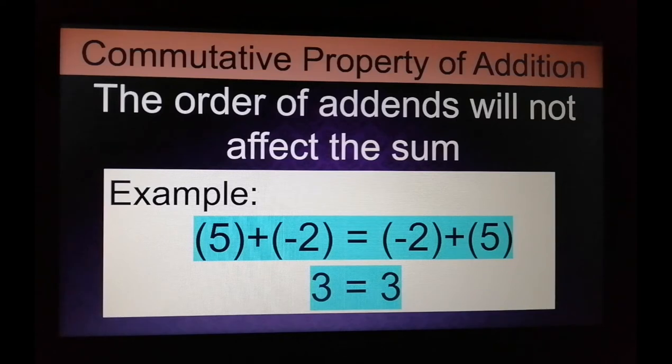Sa kabila naman, we have here negative 2 plus 5. Again, since magkaiba sila ng sign, the sign of 2 is negative and the sign of 5 is positive, you are going to subtract. And you're going to get the sign of the bigger number. So, 5 minus 2 is equal to 3. Then, since 5 is bigger than 2, you're going to get the sign of 5, which is positive. That's why we have positive 3 also. So, ganun lang kapag commutative property. Pag nakita mo na pinagpalit ang posisyon ng dalawang integers, ibig sabihin commutative property of addition yon.